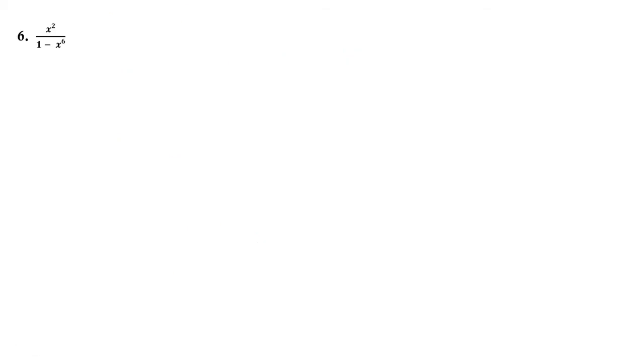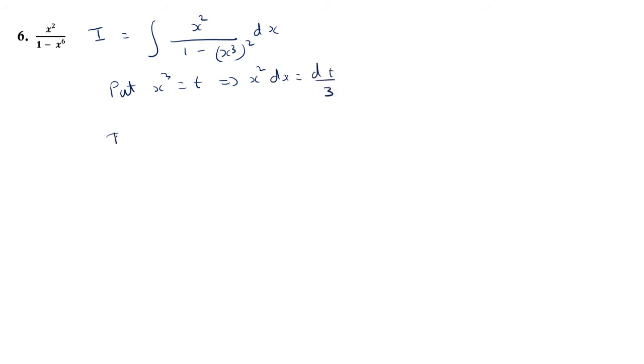The next question is x square by 1 minus x raised to 6. So let us write I is equal to integral x square dx by 1 minus x raised to 6. I am writing it as x cube the whole square, so that we will have x square dx. So we can use integration by substitution. Put x cube is equal to t, then we will get x square dx as dt by 3. So I becomes 1 by 3 integral dt by 1 minus t square.